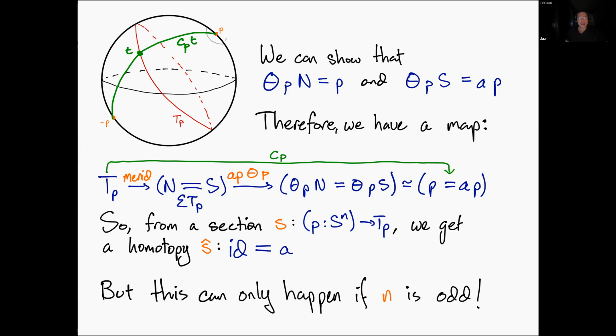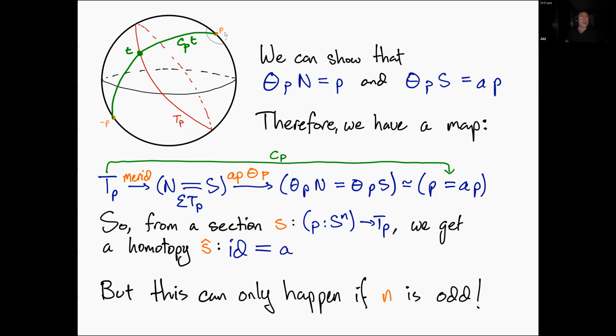So applying theta p gives us a map from the paths from north to south in the suspension to the image of north and south under theta p. But we just said that that was p and the antipode of p. So if we precompose by the meridian, we get a function that takes a tangent point and gives us a homotopy from the point p to its antipode. So in the picture, it's precisely this path.